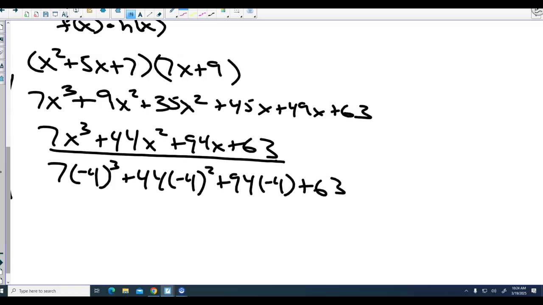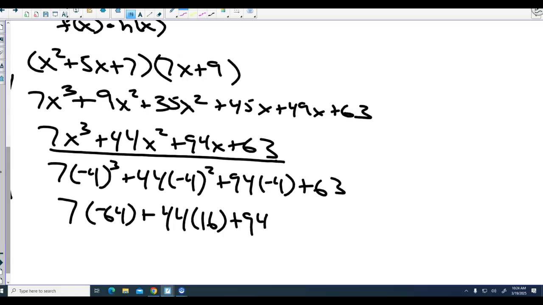Now, it shouldn't matter how high the numbers get. You have a calculator. Negative 4 cubed is negative 64. Negative 4 squared is a positive 16. Plus 94 times negative 4 plus 63. Now, this is where I would go to a calculator.